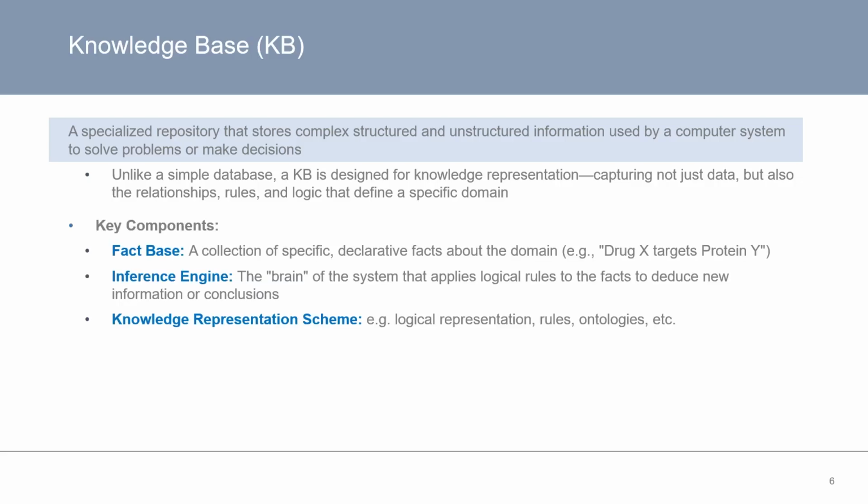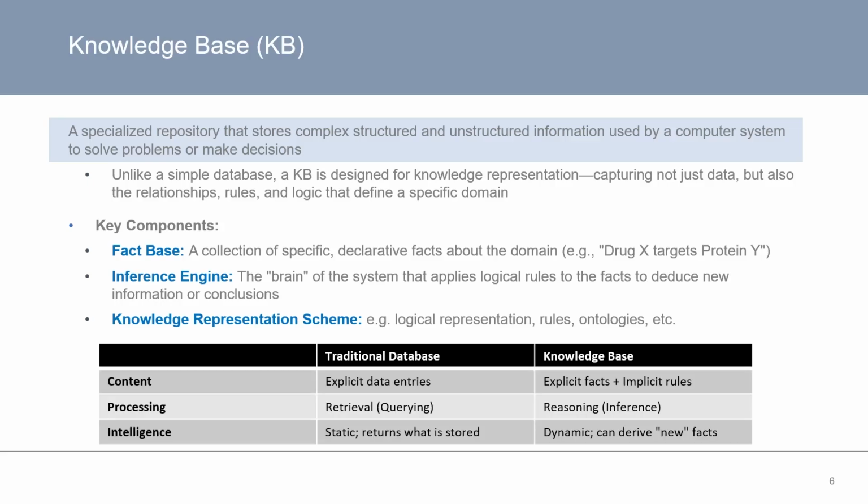Some key components of a knowledge base include a fact base, inference engine, and a knowledge representation scheme. A fact base is a collection of specific declarative facts about a given domain. For example, drug X targets protein Y. An inference engine is the brain of the system that applies logical rules to the facts to deduce new information or conclusions. And we've already defined knowledge representation schemes, including examples like logical representations, rules, and ontologies.